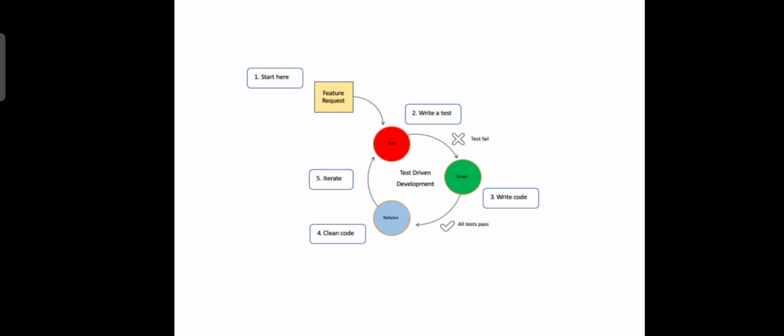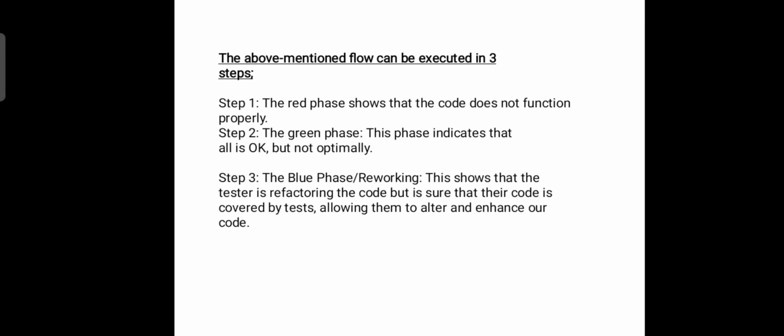So இதில் இந்த ஃப்ளோ சார்ட்டில் இருக்கக்கூடிய அந்த ரெட் க்ரீன் அண்ட் ப்ளூ கலர் என்ன அப்படின்னு சொல்லிட்டு we can see that in the next slide. So now we're going to see what that 3 color code indicates. So first the red one shows that the code does not function properly, and the green one shows this phase indicates that all is okay but not optimally, and the blue one, the final one, shows that the tester is refactoring the code but is sure that their code is covered by tests, allowing them to alter and enhance our code.